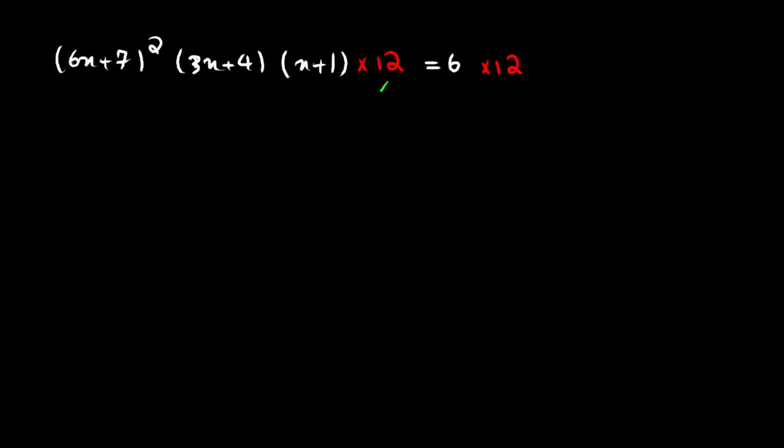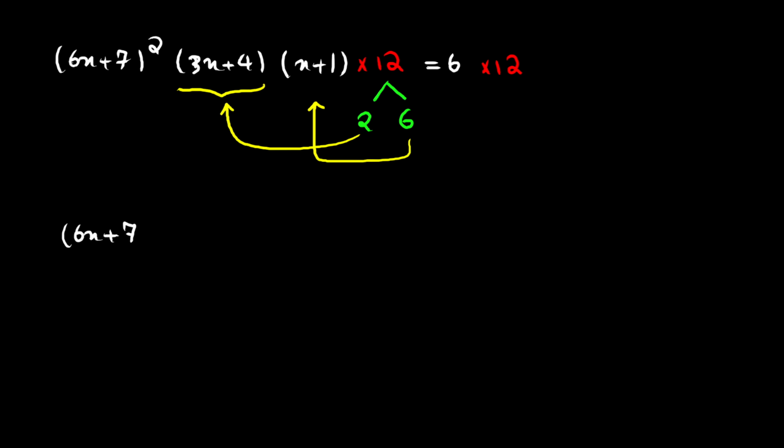Now, notice that 12 is 2 times 6, so I can take this 6 and distribute it inside of this, and I can take this 2 and distribute it inside of this parenthesis. So I will have 6x plus 7 all squared times 6x plus 8 times 6x plus 6 equals 72, because 6 times 12 is 72.